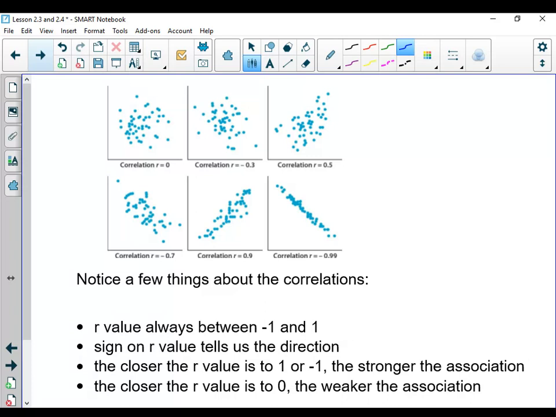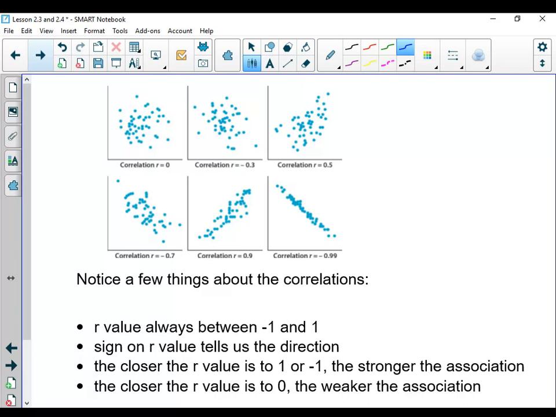This one here, this is still considered a strong correlation even though it's negative. Okay, so the positive and negative only tells me direction, it doesn't tell me anything about strength. So all the R values, they have to be between -1 and 1. I can never have an R value of like 4. Okay, it has to be between -1 and 1.